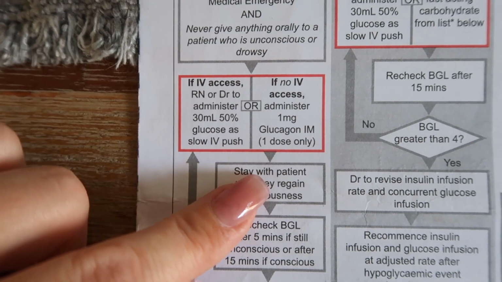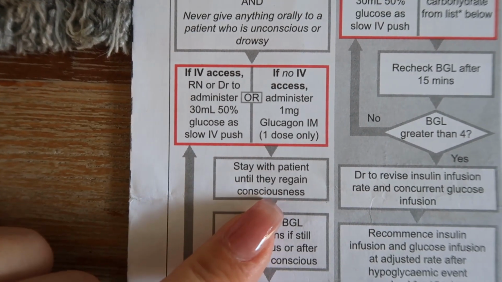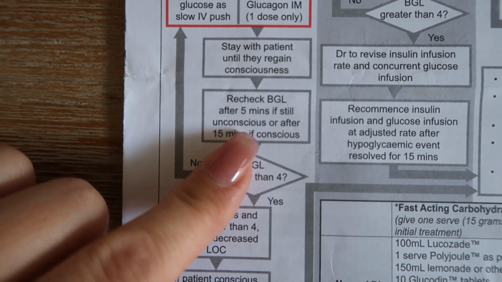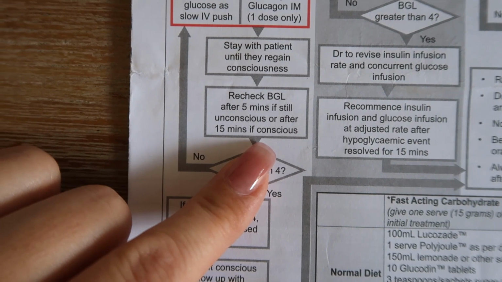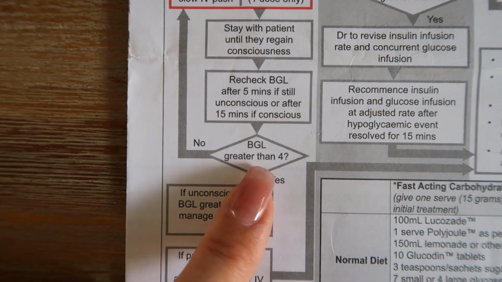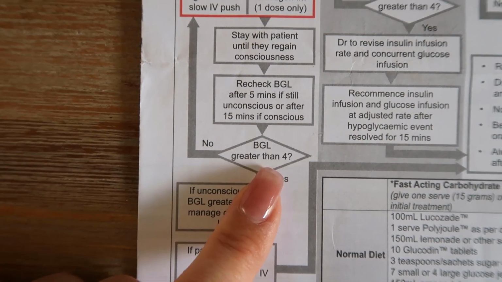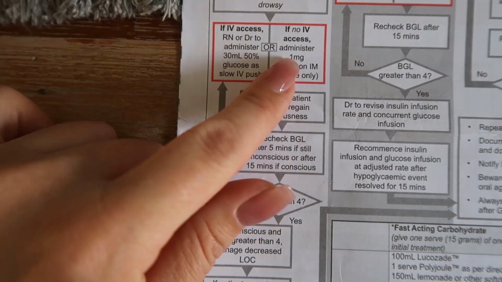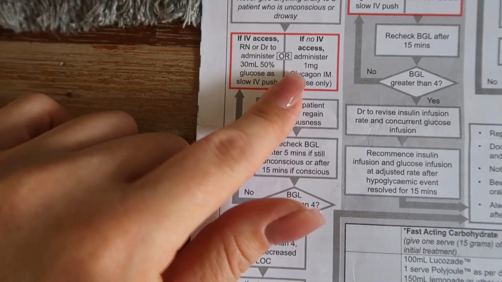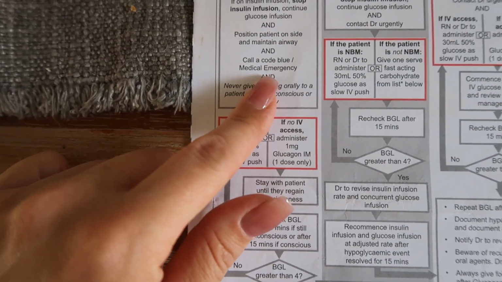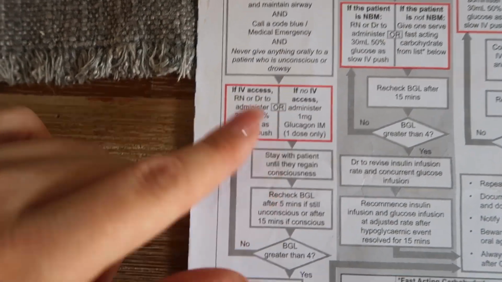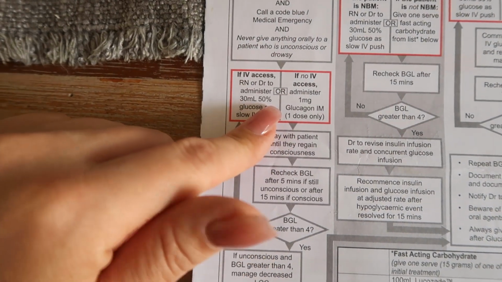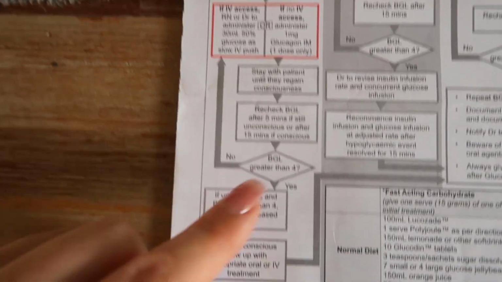Then you go down the arrow and it says stay with the patient until they regain consciousness. Recheck BGL after 5 minutes if still unconscious, or after 15 minutes if they regain consciousness. Then if you recheck BGL and it's still below 4, you go back again to repeat the same steps. Obviously, for all of this, you will need orders from the doctors. And because you already pressed the button for the med call, you will have the whole team there writing in the doses and the orders for you as a nurse to follow and give to the patient. So it will be big teamwork here.